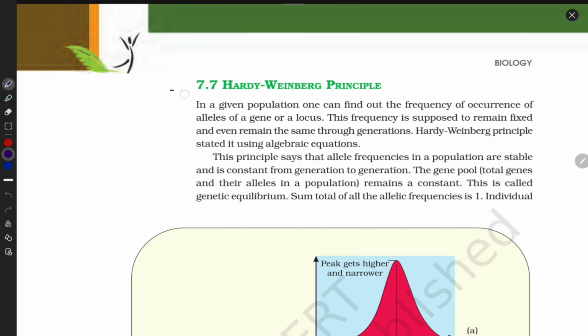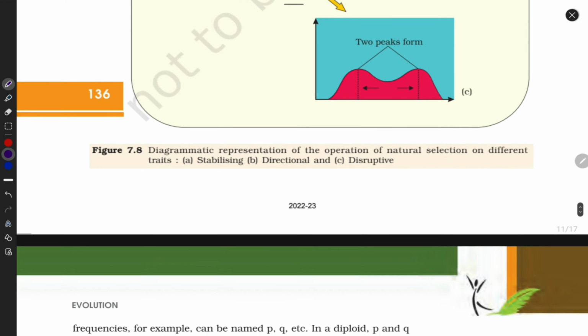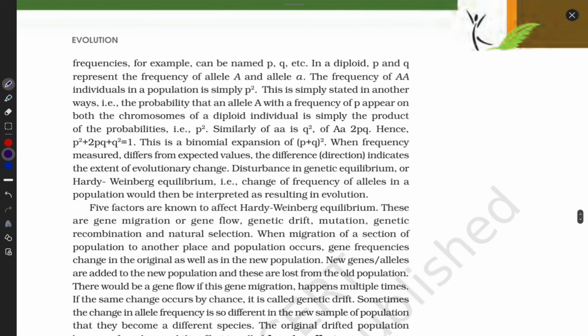Let's start with the Hardy-Weinberg principle. Okay, Hardy and Weinberg, they are scientists, guys. And what do they do? They give a formula. You have to remember this formula. If any kind of theoretical question arises in your 12th class exam, remember this formula.